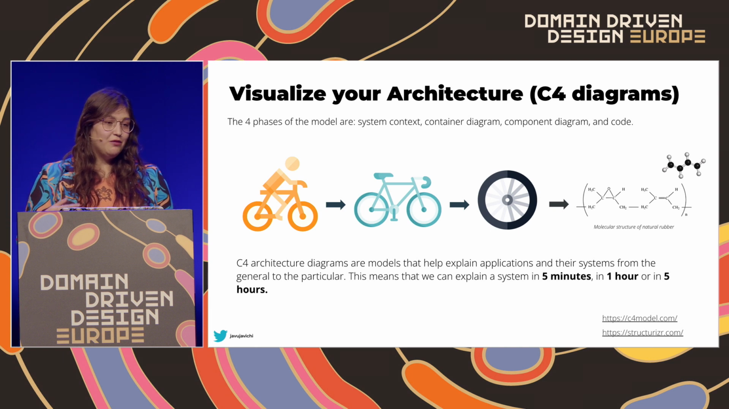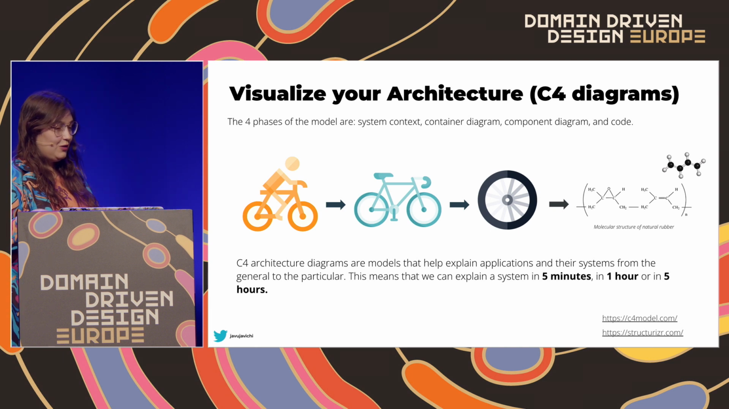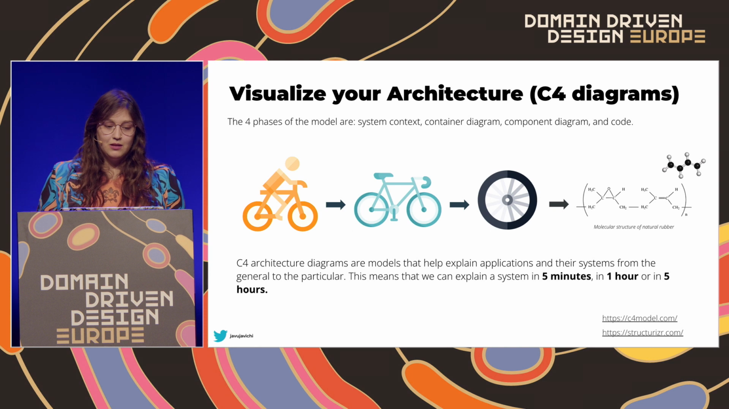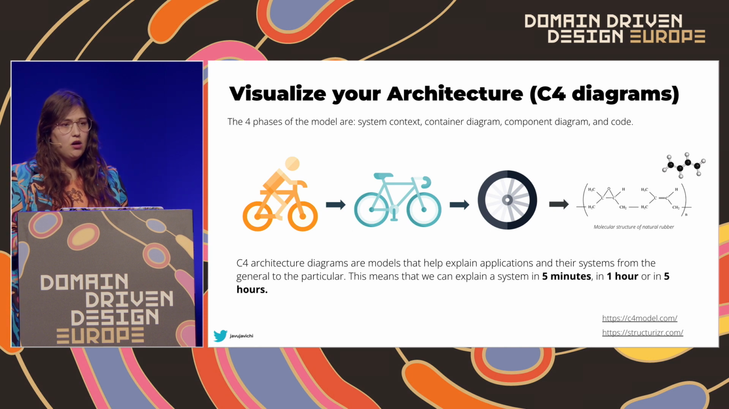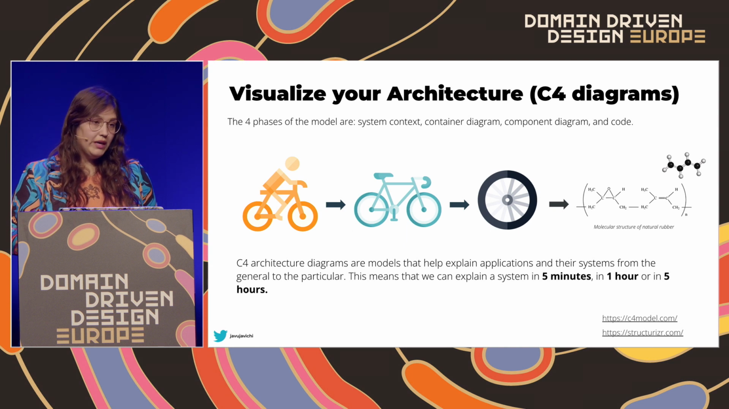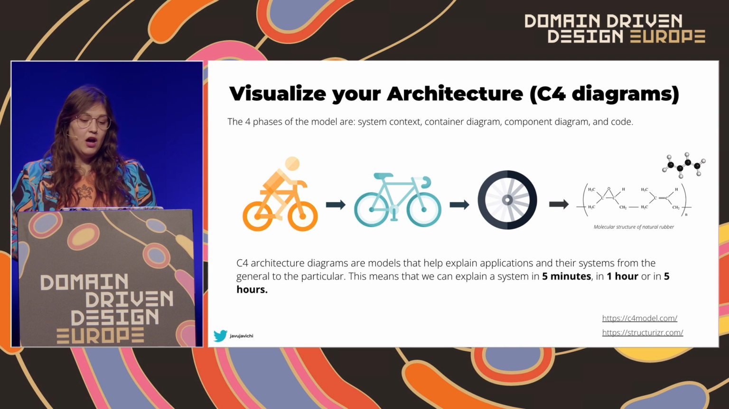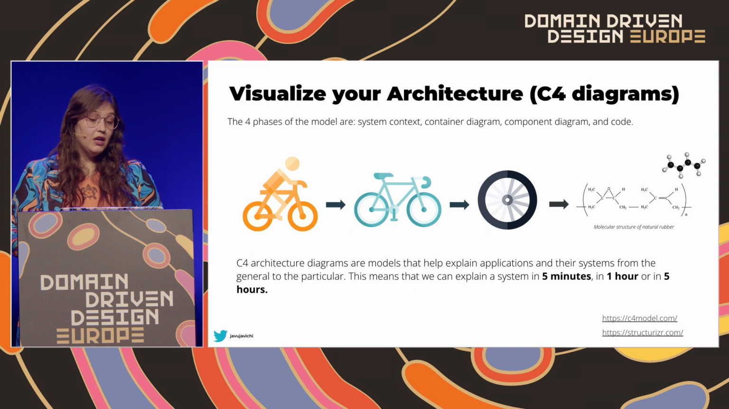So if we take, for example, a bicycle, we have a big context of a bicycle, a biker. Then we go deeper. We try to see, oh, there's maybe a wheel. But what is the wheel made of? Oh, there's a molecular structure for the rubber. So we can go deeper and deeper.